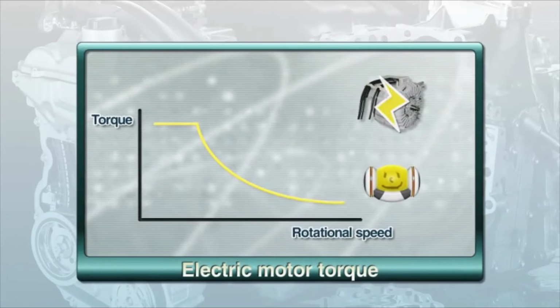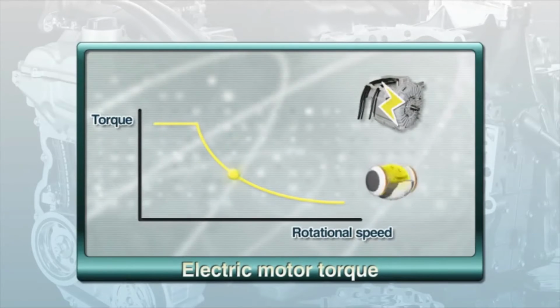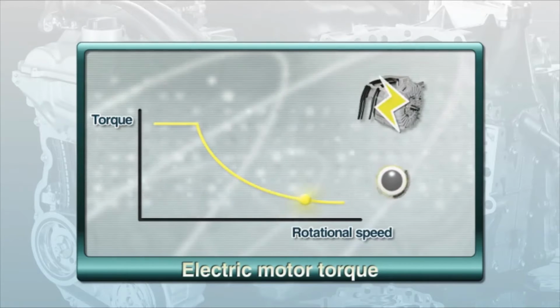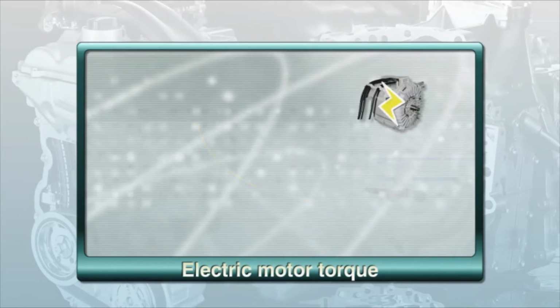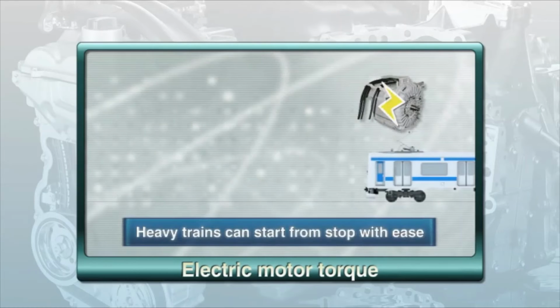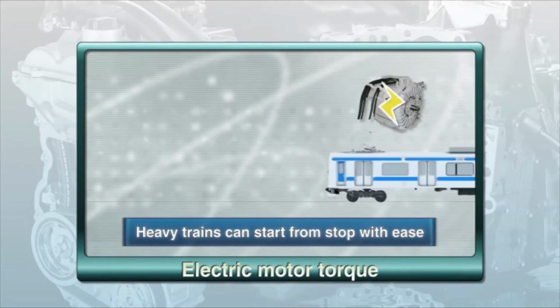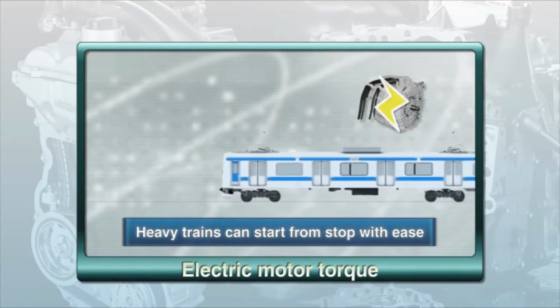Motors, however, can exert a great amount of torque at much lower speeds of rotation. From the moment a motor begins moving, it can generate sufficient drive without any need for a transmission to adjust its speed. That is why a very heavy train can start and accelerate smoothly from a complete stop.